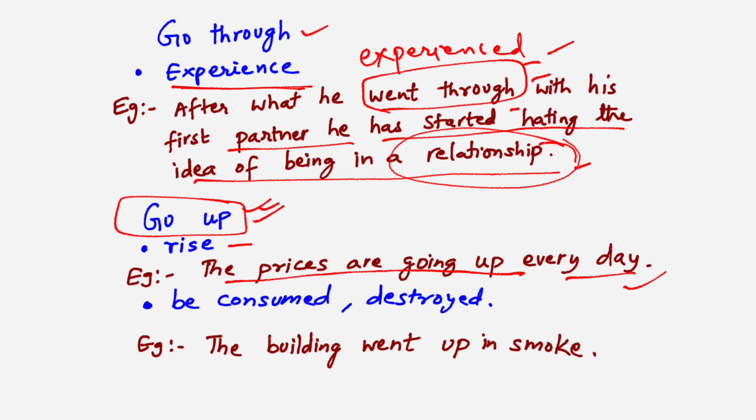And also go up has a meaning as be consumed, means to be finished or to be destroyed. The building went up in smoke. It means the building burnt in fire. Okay, so we can use go up, or the past tense is went up. So the building went up in smoke, which means the building got destroyed.